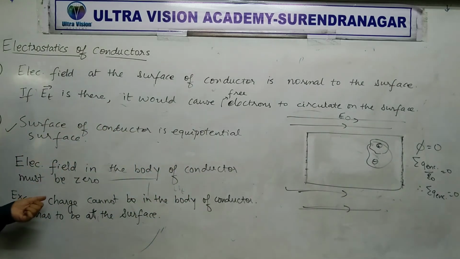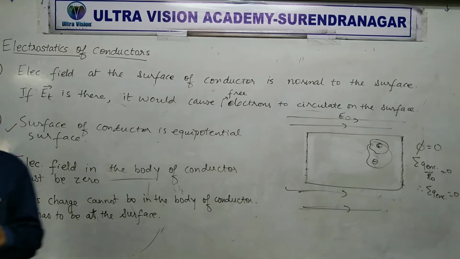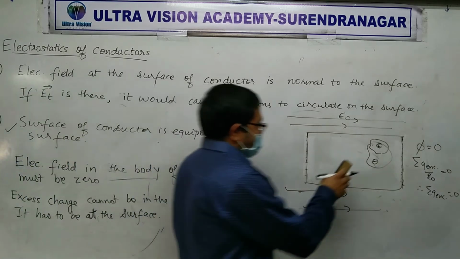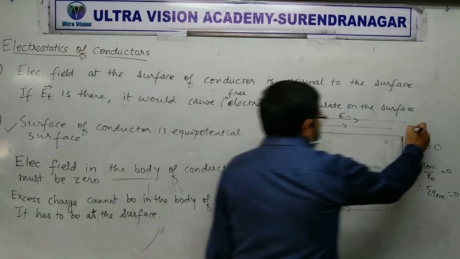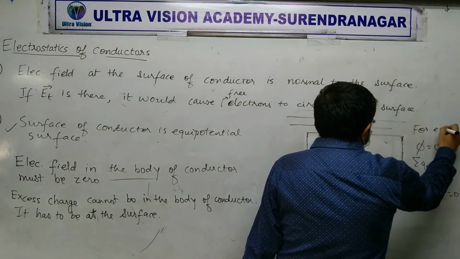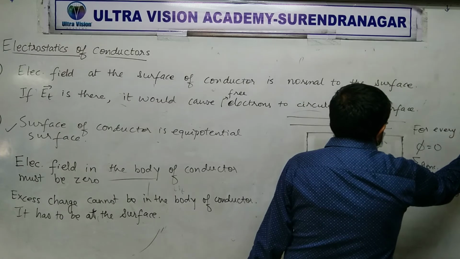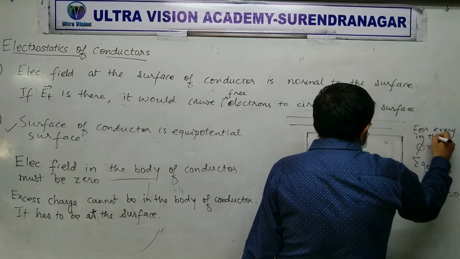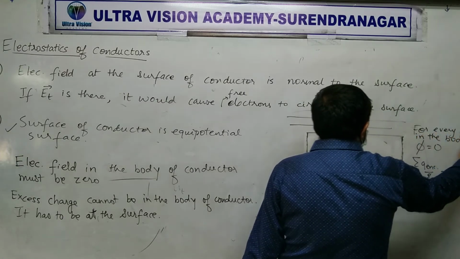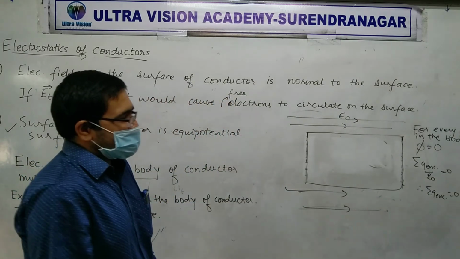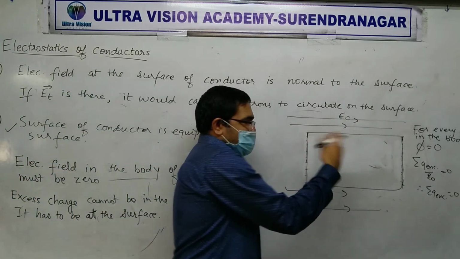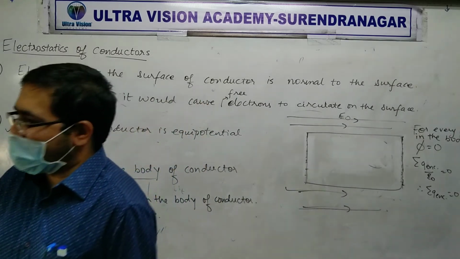So that's what I'm saying. Excess charge is only at the surface, not in the body. Is that okay? Anywhere, because in the body, everywhere electric field is zero. Did you get that? Right? So this is true for every Gaussian surface in the body. That's why charges cannot be anywhere in the body, they have to be at the surface. Got that?